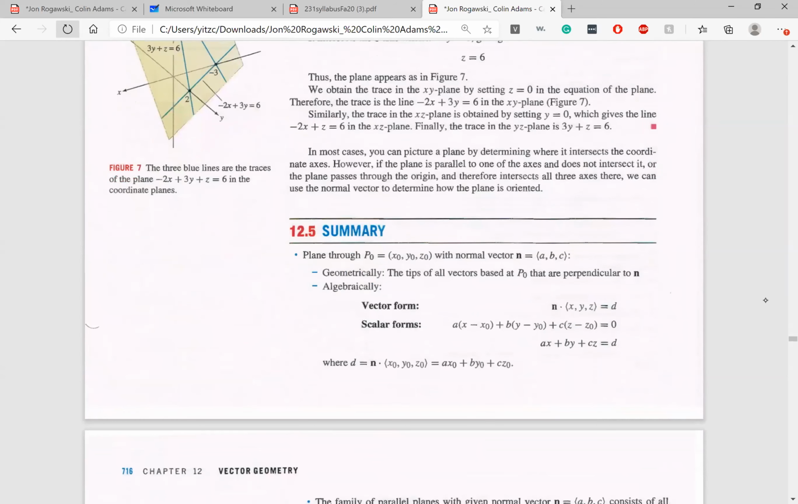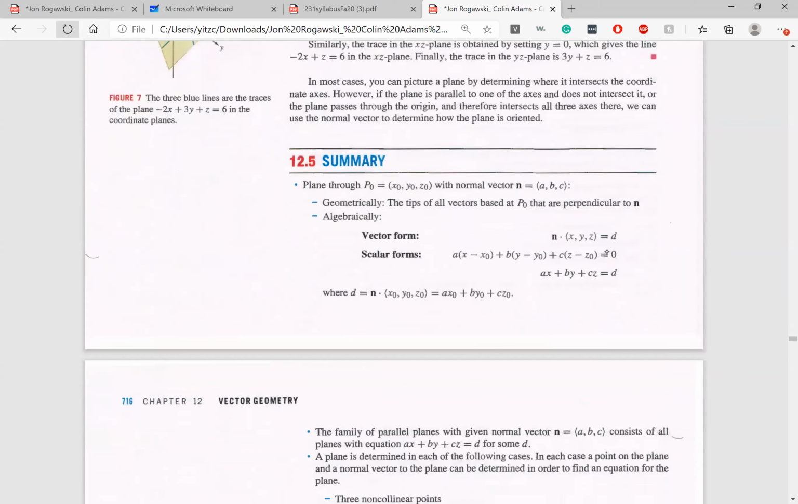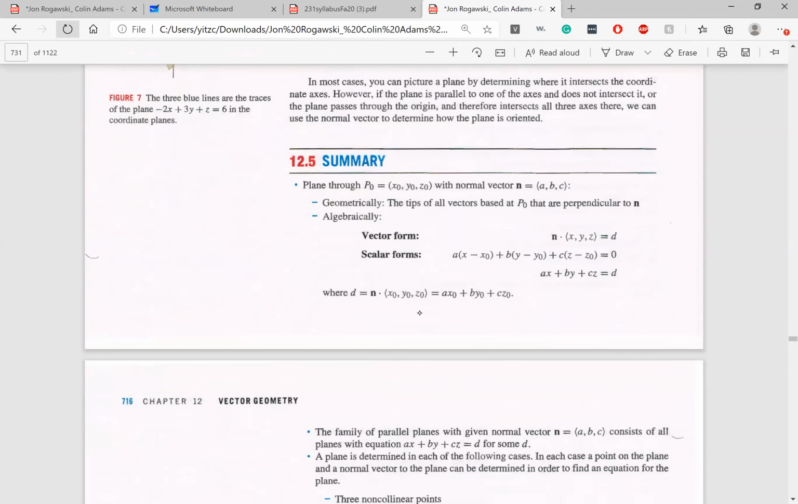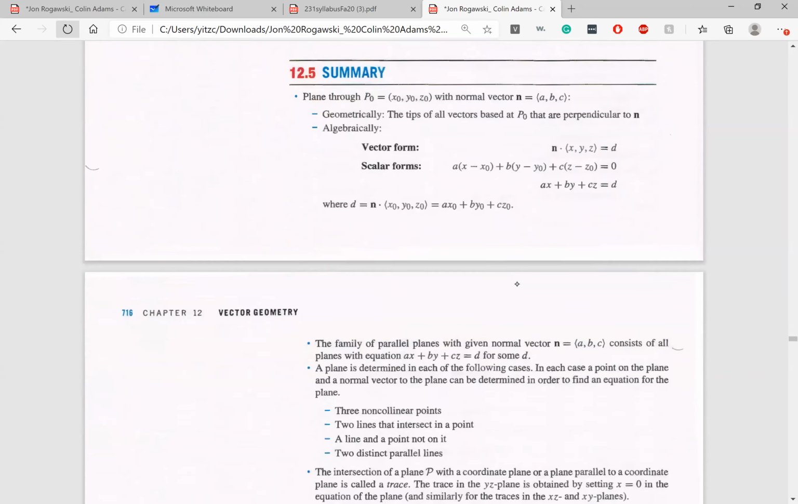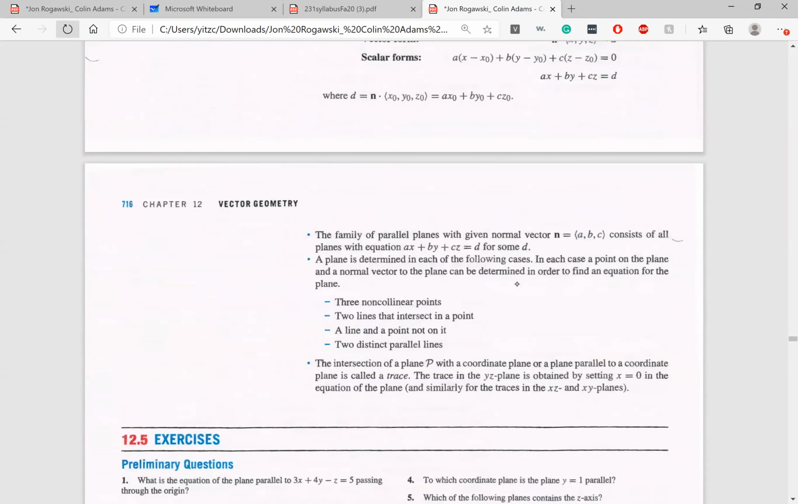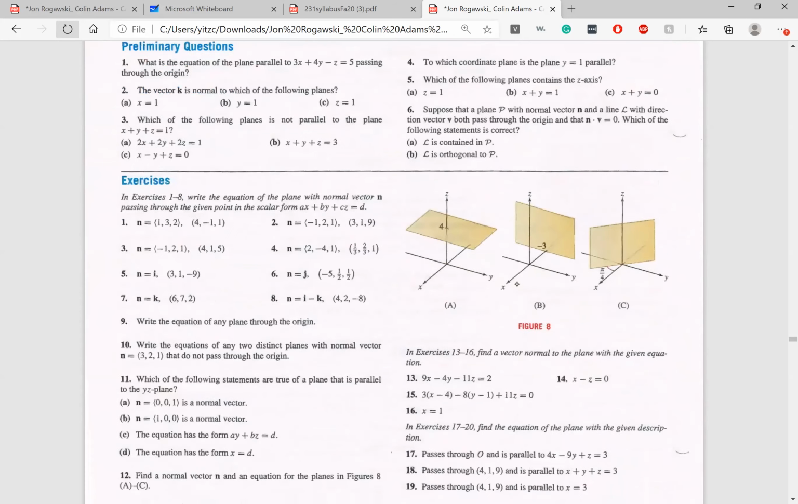Okay, so in summary, for a plane passing through a point P0 with a normal vector A, B, C, the vector form of the plane looks like that, and the scalar form looks like that, where you have A, B, and C from your normal vector, and then you have your D, which is equal to A times x0 plus B times y0 plus C times z0. The types of questions they would like you to be able to answer are: when two lines intersect, when a line and a plane intersect, when two planes are parallel, and questions like that. Are there any questions about this section?